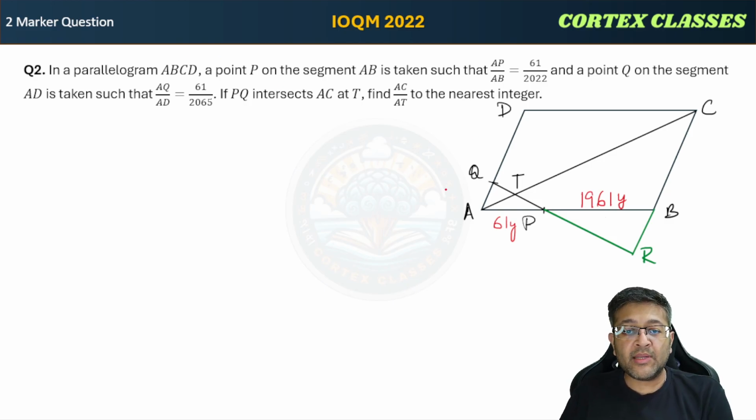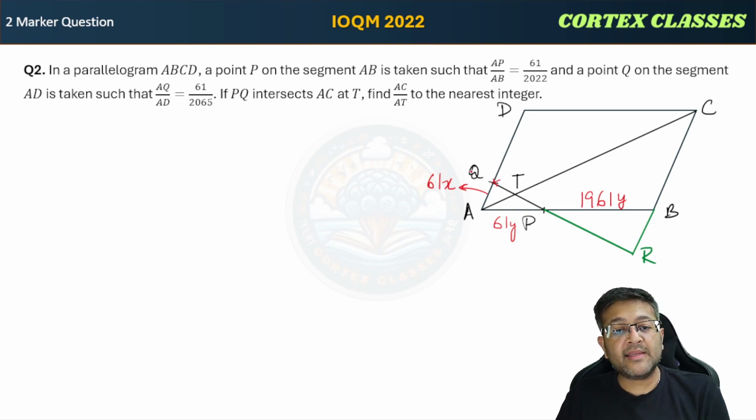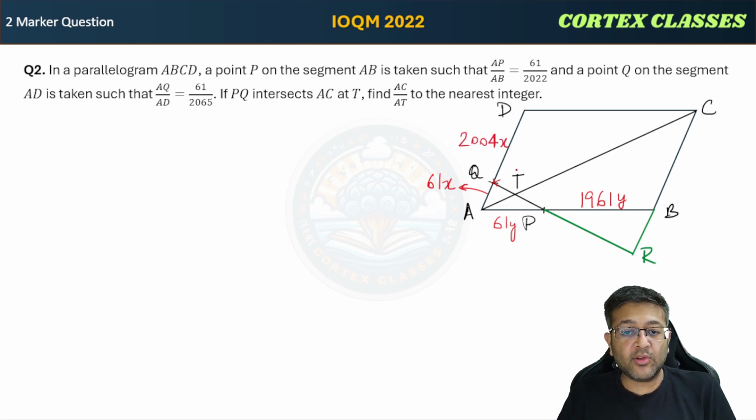Similarly, AQ upon AD is given to be 61 upon 2065. So if I take AQ as, let's say, 61x this time, how much will QD be? 2065 minus 61 is 2004, so that should be 2004x. Just let me confirm whether the question is correct or not. I think there is some mistake maybe. Let me just check. All right, the question is fine. It is correct, no issues there.